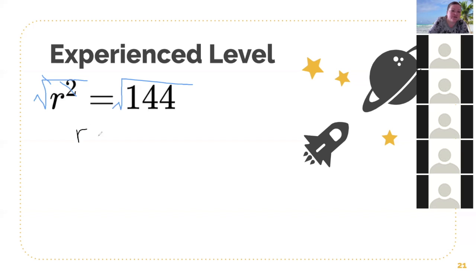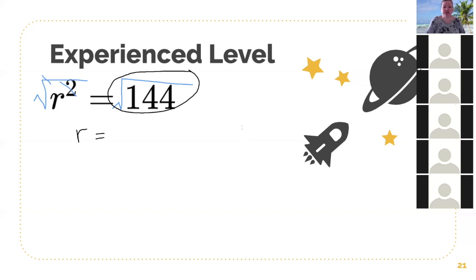Hallelujah, R's alone. Equal sign stays nice and steady, and there's the work to do. Now, I do recommend that you have your perfect squares memorized up to this one so that you already know what the square root of 144 is. But even if you don't, guess what? Once again, you can do it in your calculator.